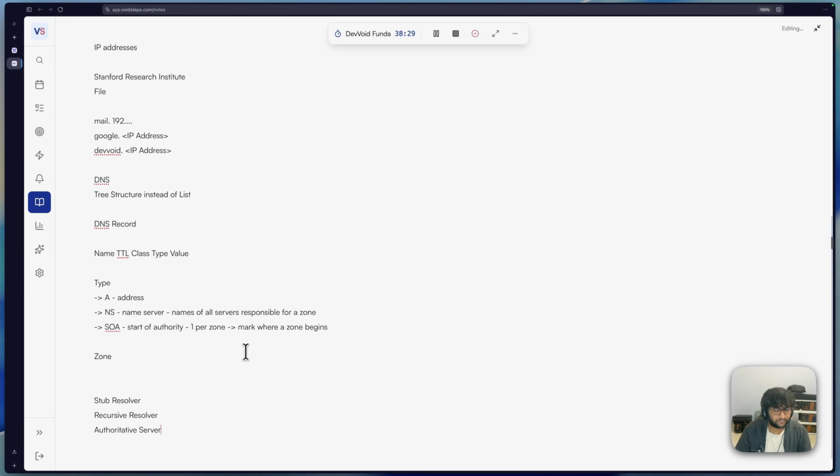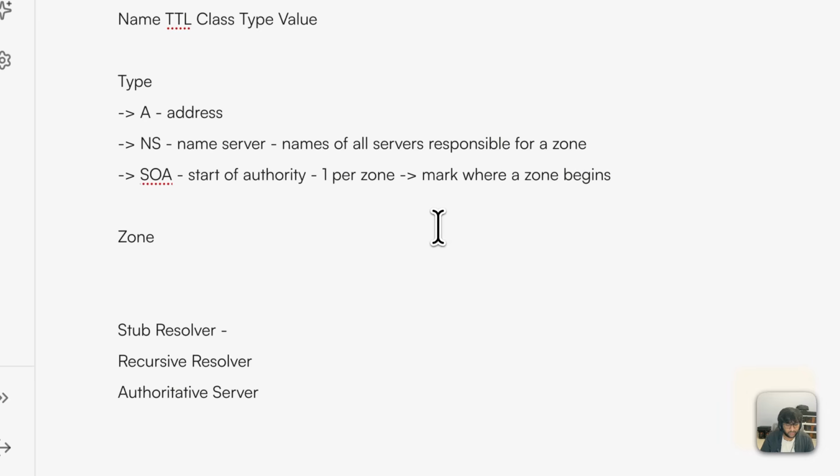The stub resolver is, for example, I ask one question and I want an answer. So this is a server somewhere where I can ask one question, right? For example, I'll ask DevVoid.org. It will only tell whether it has it or not. Simple as that. Simple reply. Its job is not to find it, basically. It's just to give a reply to one question. That's it.